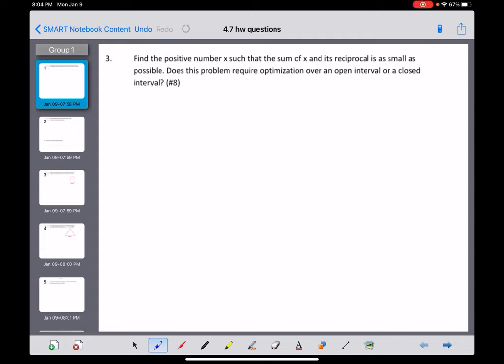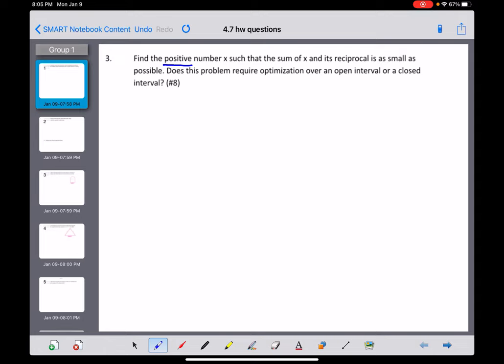All right, number 3 is still in that numerical section of the homework questions in 4.7. So they're asking us to find a positive number x, and that positive is kind of important here in just a second. Can't be 0, can't be negative, such that the sum of that number, x, and its reciprocal is going to be as small as possible.